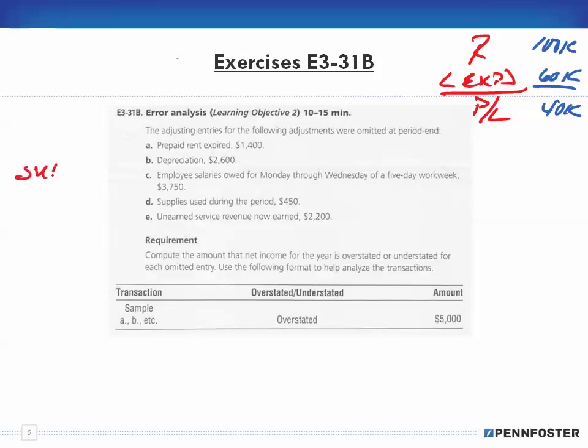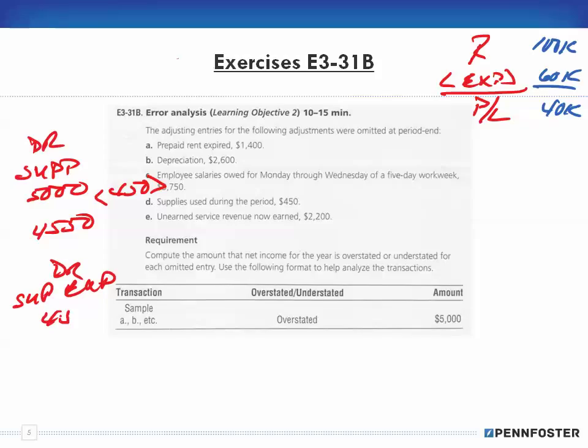Okay, supplies used during the period. So if I had a supplies account, let's say my supplies account had $5,000 in it, and when I go to do the inventory, I actually have $4,550 in it, which means I needed to make an entry to decrease it by $450. Since supplies is an asset account, that account has the normal balance of a debit. That means I'd credit the supplies account for $450 and I debit something else. Well, I debit supplies expense for the $450.